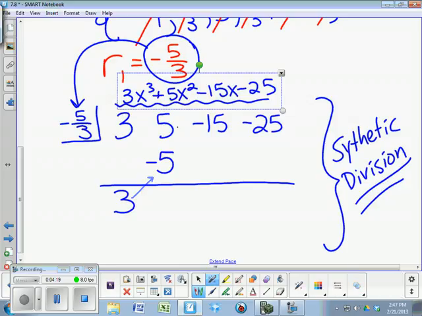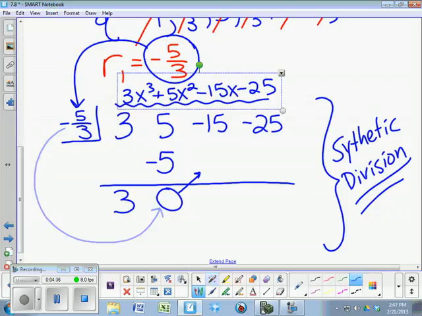Then you add straight down again. 5 plus negative 5 is 0. Then repeat the multiplying process. What's negative 5/3 times 0? 0. That answer goes up and to the right.